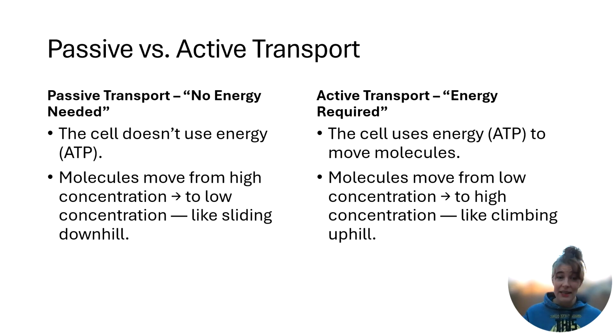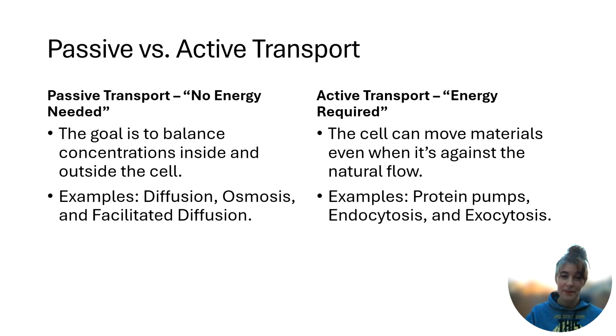Molecules move from high concentrations to low concentrations, like sliding downhill. It's easier. Whereas with active transport, the cell uses energy, ATP, to move molecules. The molecules are going to move from low concentration to high concentration, like climbing a hill or climbing up the slide instead of sliding down the slide. The goal of passive transport is to balance concentrations inside and outside of the cell. So the cell likes its environment outside to match the environment inside.